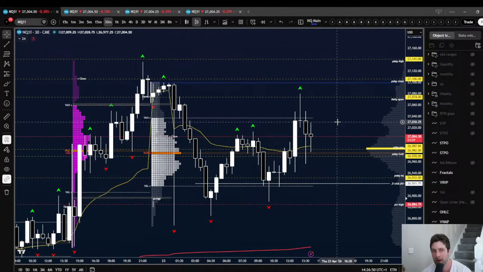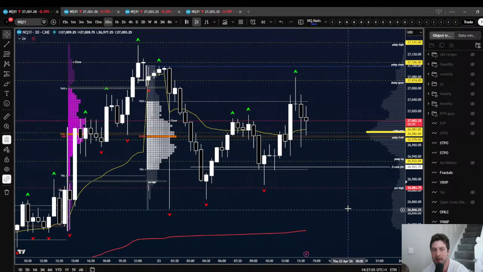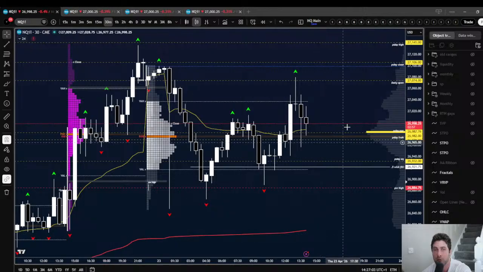I'm not a breakout trader, so if we push through the highs, I'm not going to jump in long because often we'll see that reversing. And same with the lows. If we break down the lows, I'm more likely to take a long because we're more likely to come back inside.